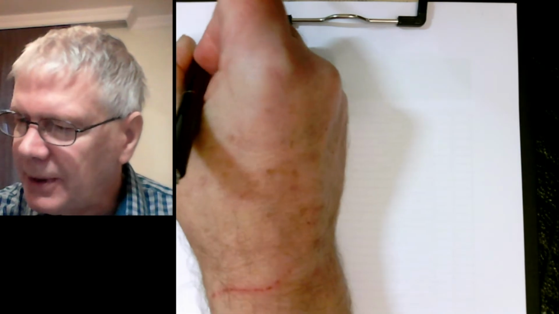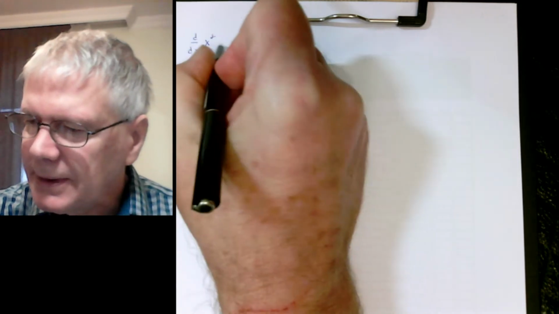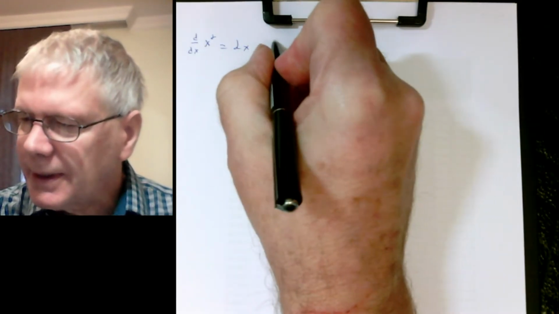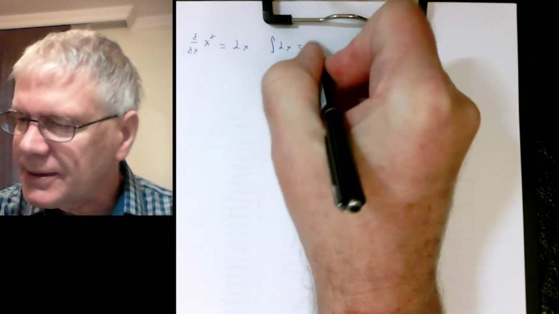And we're going to start with a function that you should be familiar with if you're talking about calculus at all, x squared. That's just a parabola. And I'm going to take the derivative of that function, and I get 2x, which is a line. And I could go the other way. I can integrate 2x, and I get x squared.